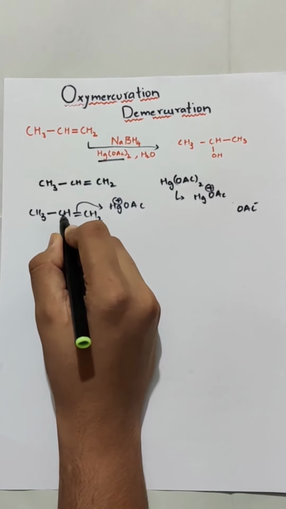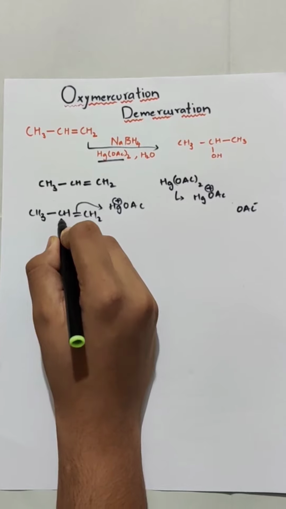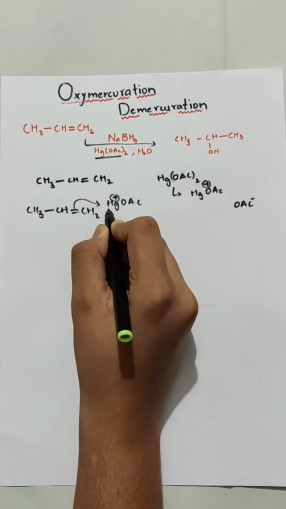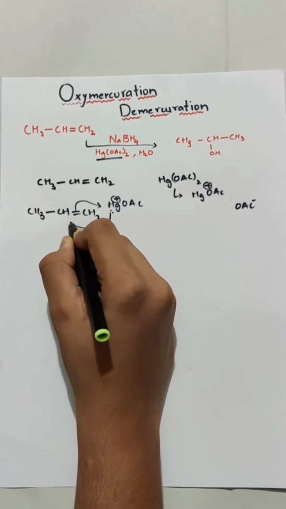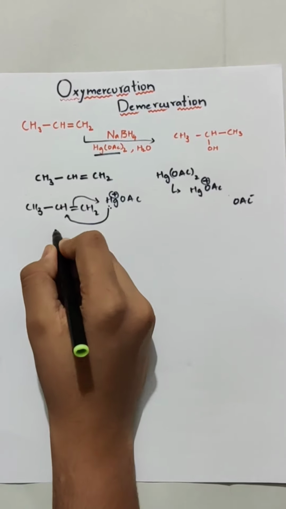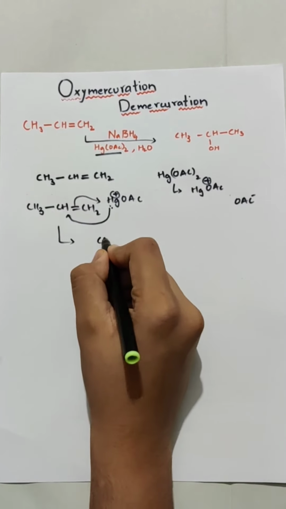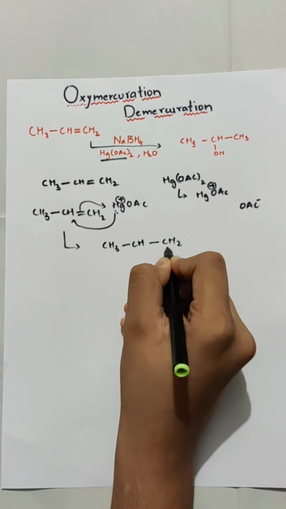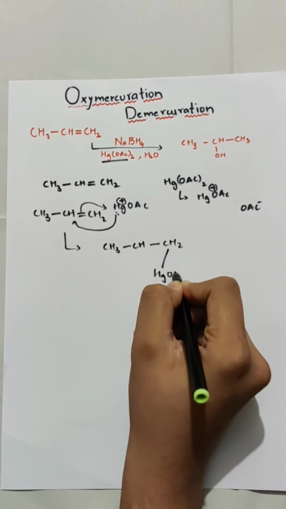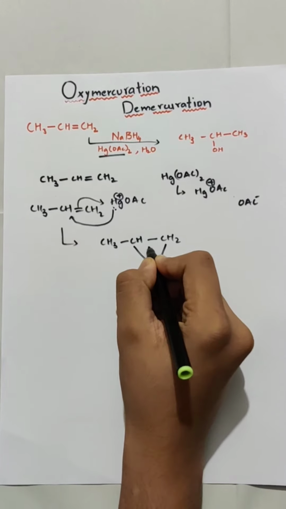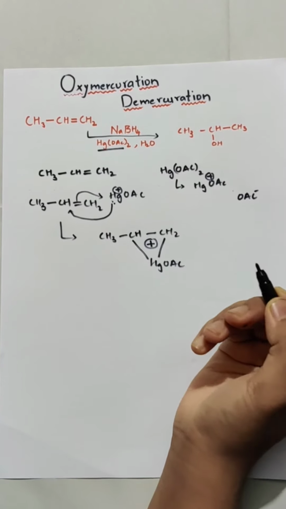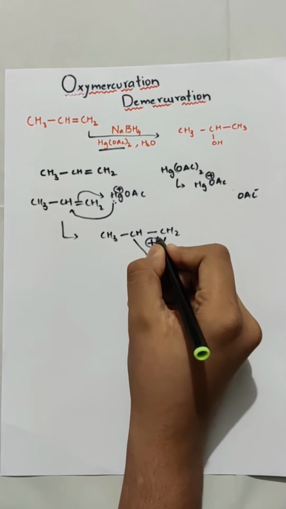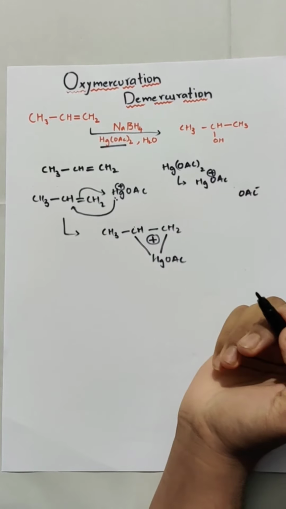Now when the carbon is becoming electropositive, this mercury has a lone pair of electrons, so it donates them to this carbon. We get a very interesting thing now, that is, a ring-like structure with HgOAc, and there will be a net positive charge. This positive charge will be shared by this carbon and this carbon.